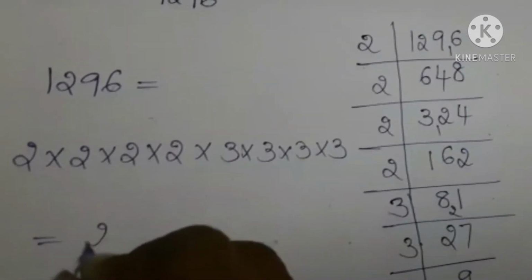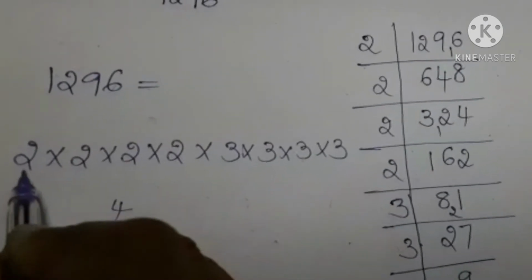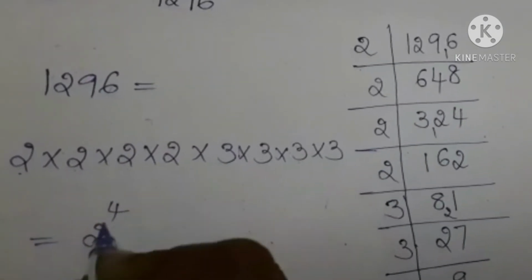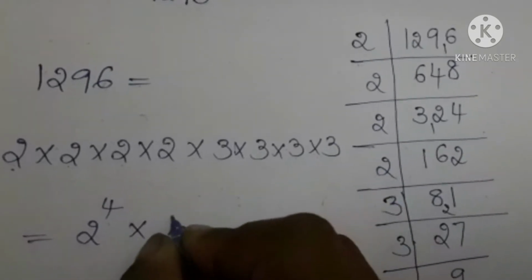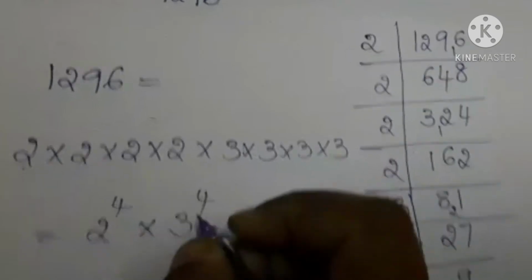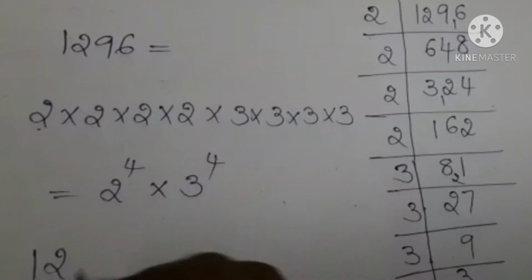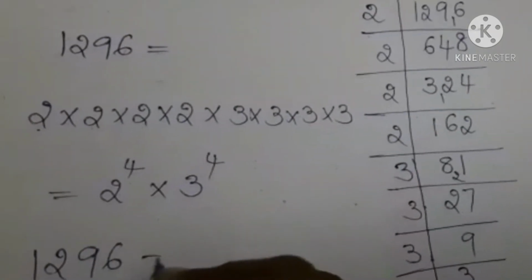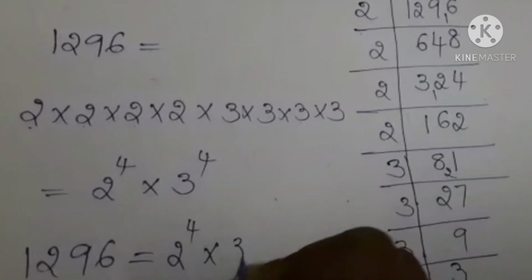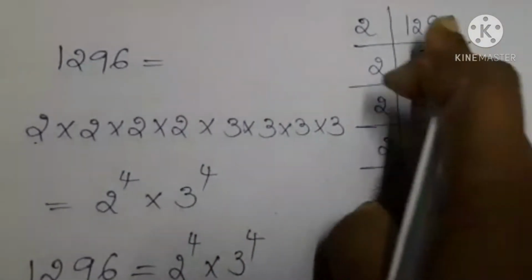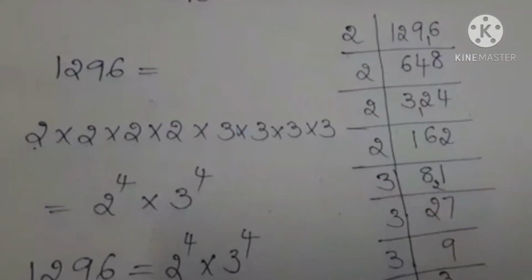So 2, how many times repeated? 4 times. That is called 2 power 4. 3, how many times repeated? 4 times. That is called 3 power 4. So 1296 exponential form equals 2 power 4 into 3 power 4. We can use the prime factorization method.